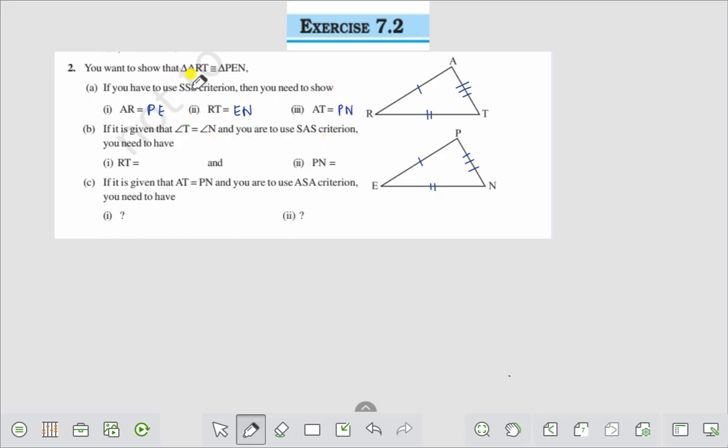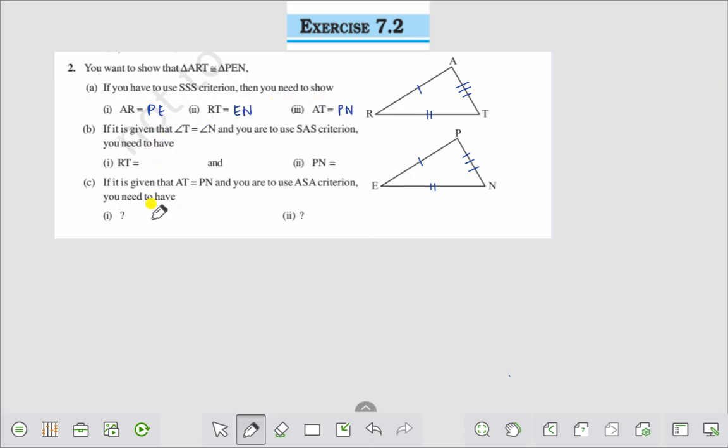Then you can show the side criterion: all three corresponding sides are equal. AR corresponds to side PE, RT side corresponds to side EN, AT side corresponds to side PN. Right? By using side criterion, you need to show that AR is equal to PE, RT is equal to EN, and AT is equal to PN.